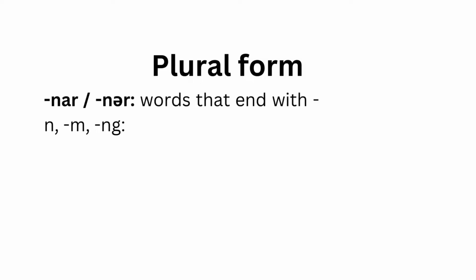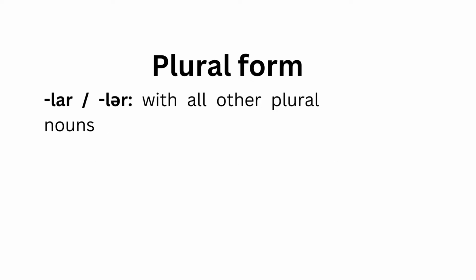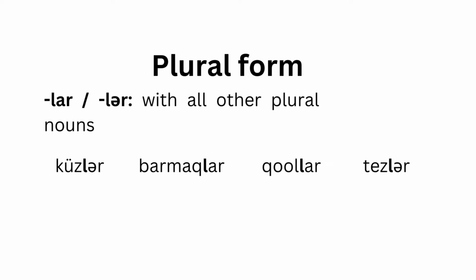If the word ends with a nasal sound such as m, n, and l, we add nar or ner at the end of the word. For example, burun, burunnar, irin, irinner, ten, tenner. And in all other cases, we add lar or ler. For example, küz, küzler, barmak, barmaklar, kul, kullar, tiz, tizler.